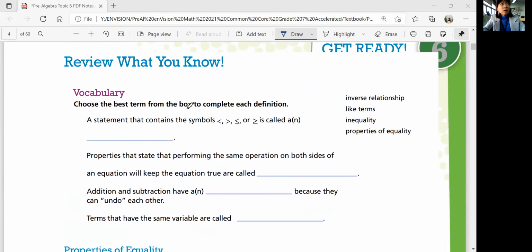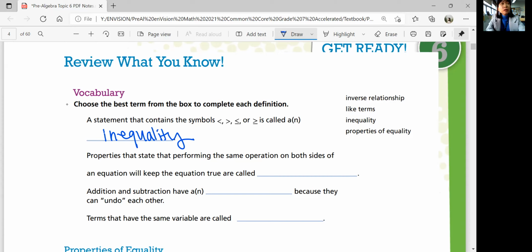Okay, let's look at vocabulary. Choose the best term from the box to complete each definition. A statement that contains the symbols less than, greater than, less than or equal to, or greater than or equal to is called an inequality. It is not equal, it is unequal. One side is going to be greater than the other.